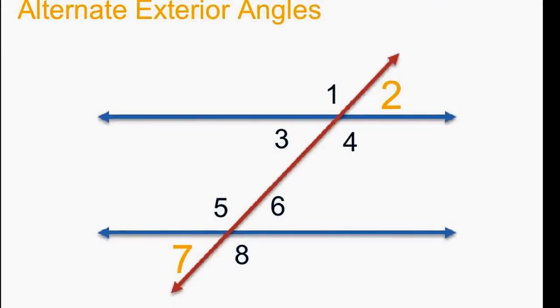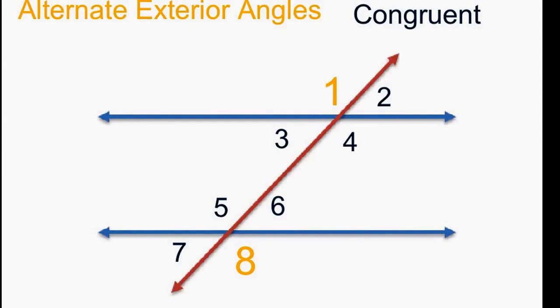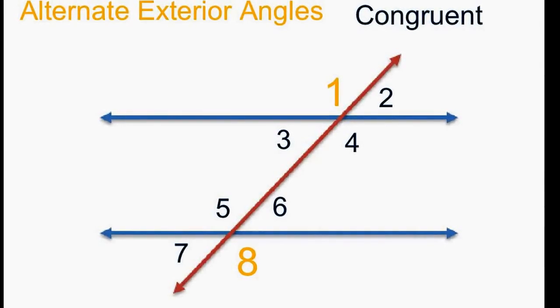All right, then we have alternate exterior angles. Once again, alternate on opposite or alternate sides of the transversal, but this time exterior. So angles 2 and 7 are alternate exterior, as well as angle 1 and angle 8. If the blue lines are parallel, alternate exterior angles, just like alternate interior angles, are congruent.